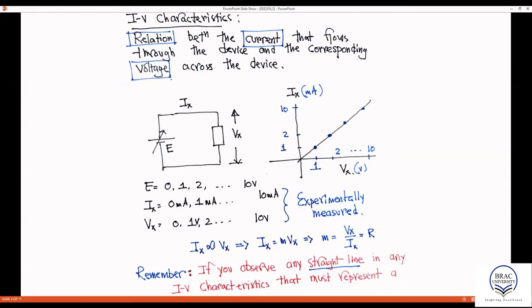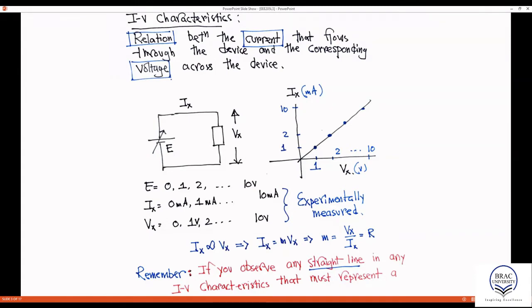If you want to compare the behavior of the diode with the resistor, the resistor is a bidirectional device. That means in a resistor you can make the current flow in either direction, depending on the polarity of the voltage. Right?